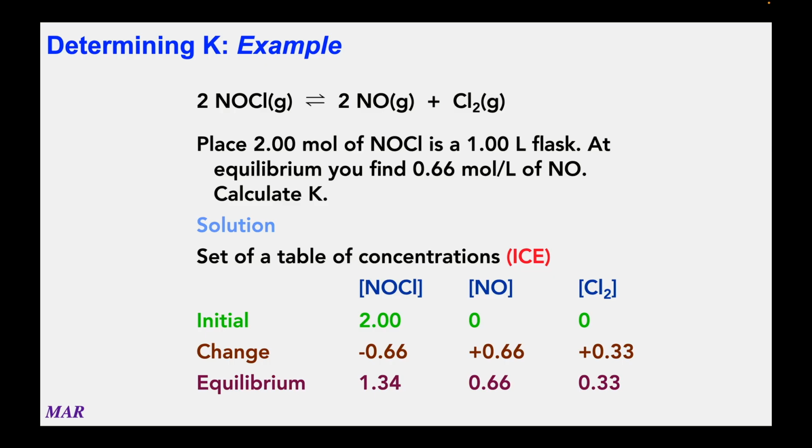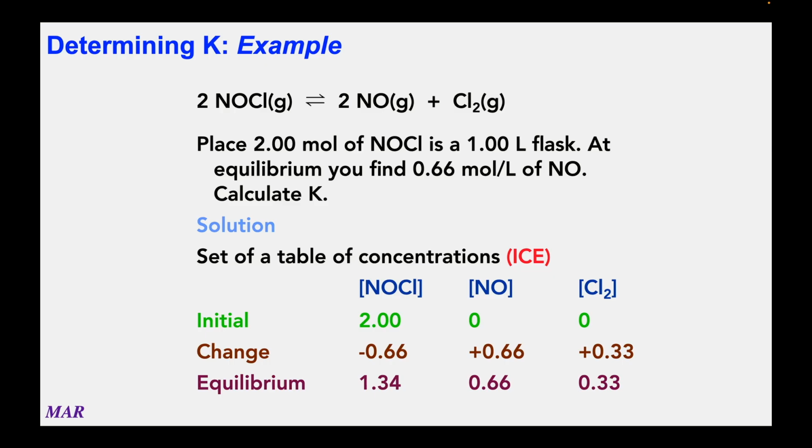Again, I want you to focus big time on the importance of the change line. The change line there reflects stoichiometry. So 2 to 2 to 1 in NOCl to NO to Cl2 in the balanced reaction is reflected here. 0.66 to 0.66 to 0.33, that's 2 to 2 to 1.